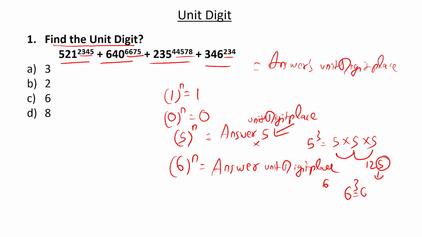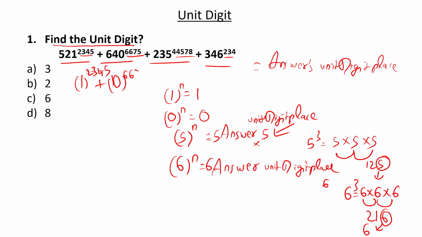For example, 6 cube. 6 into 6 into 6. 6 sixes are 36, 36 sixes are 216. We end up with the answer. In that answer, the unit digit place will always be 6. If you understand this principle, the above sum is quite easy. So let's say, here what we are going to do is 1 power of whatever that number may be. Let's write the number. Plus 0 power of 6675 plus 5 power of 44578 plus 6 power of 234.